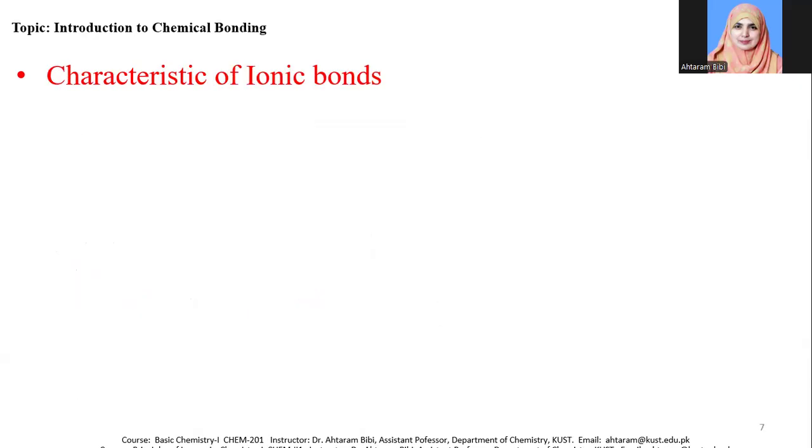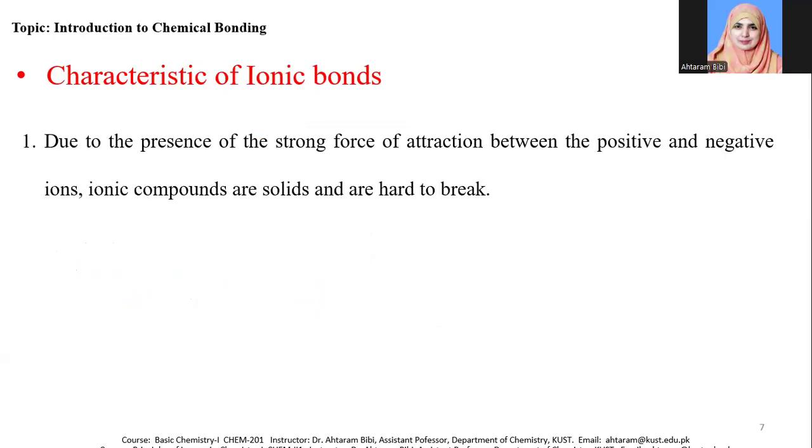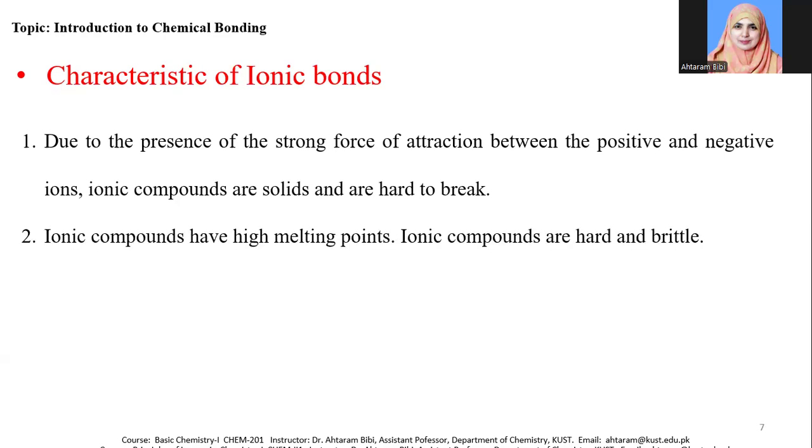Now, what are the characteristic properties of ionic compounds? Due to the presence of strong forces of attraction between the cation and anion, ionic compounds are solid and hard to break. For example, we can see that sodium chloride is hard. Similarly, calcium oxide is hard and in solid form. So generally, all the ionic compounds are in solid state because of the strong force of attraction between the ions. Ionic compounds have a high melting point.